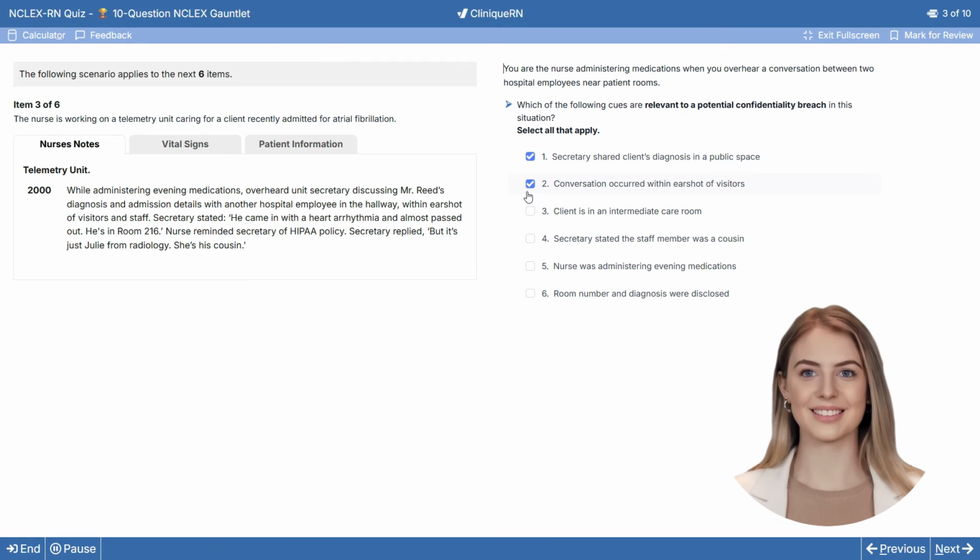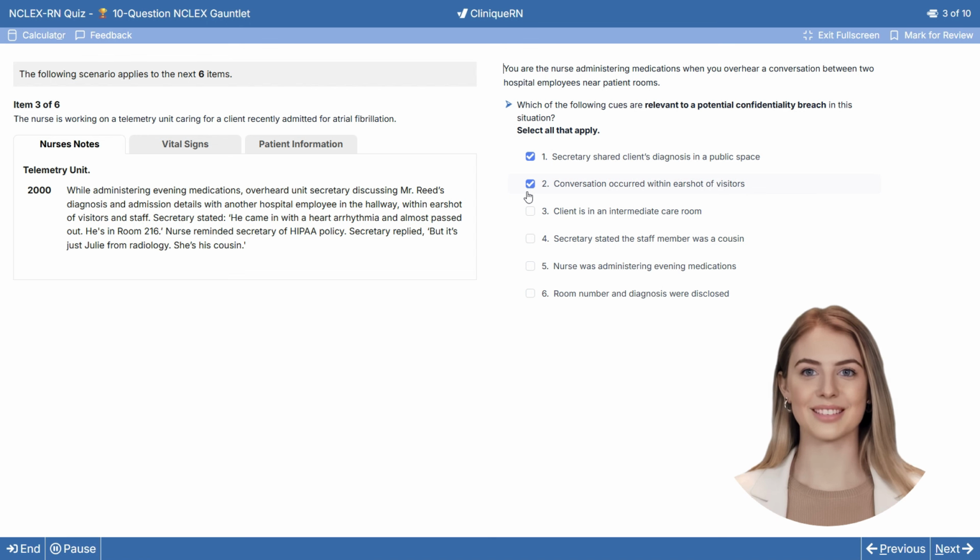3. The client is in an intermediate care room. Sounds clinical, but is it relevant? Nope, not related to the breach. Rationale? The type of hospital room doesn't identify the patient or disclose private information. It's just background context.